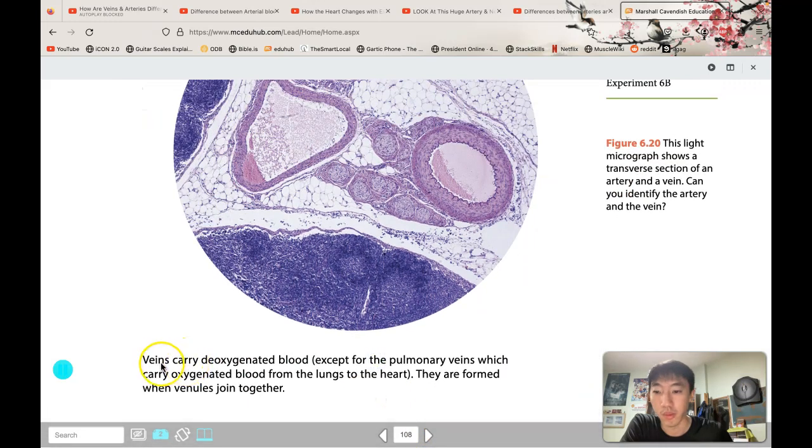Now, veins carry deoxygenated blood, except for the pulmonary vein, which carries oxygenated blood from the lungs to the heart, and they are formed when venules join together.